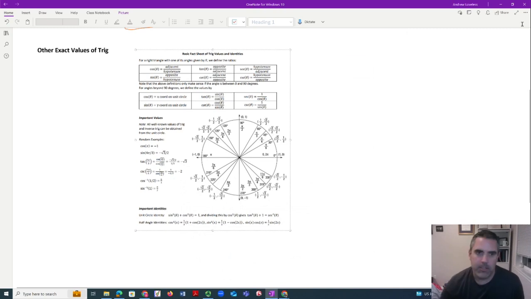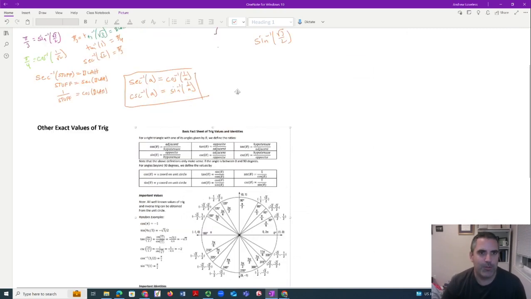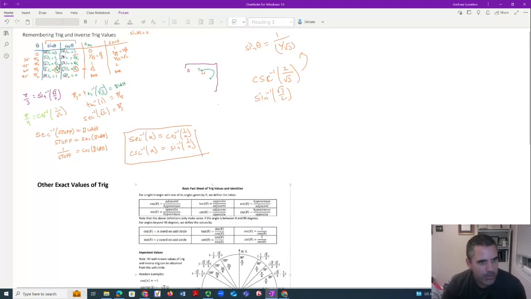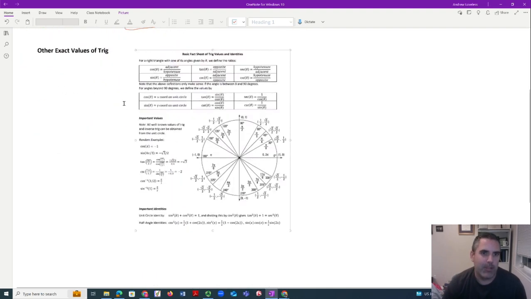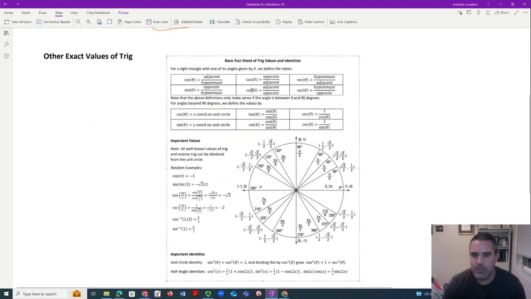Hey there, math fans. A student in my calculus course earlier today asked me to review the exact values of trig, and we talked about how to remember the 30, 45, 60, 90 values of sine and cosine, and we talked about tangent and inverse tangent and those things.